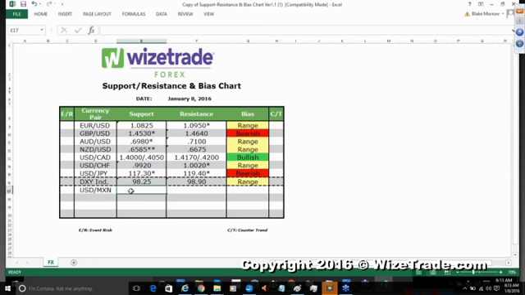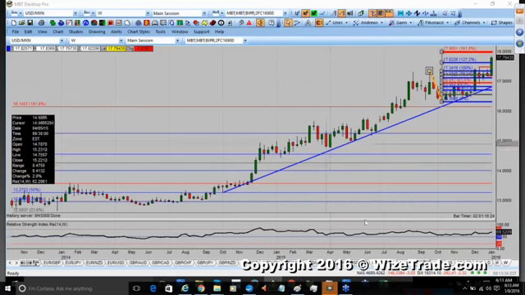Let's see. 17.4700 and 18.000. It's obviously key resistance. Bullish. Boom.